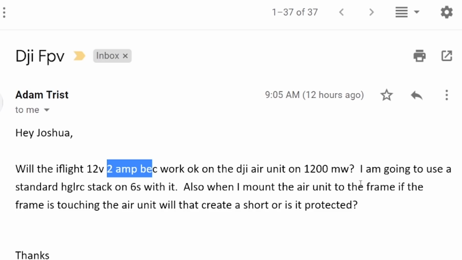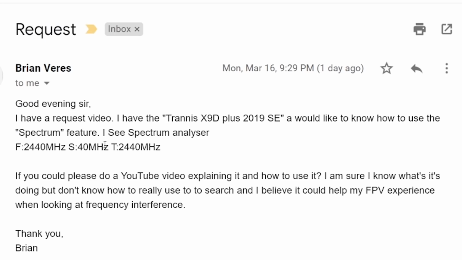Second question is, when I mount the Air unit to the frame, if the frame is touching the Air unit, will it create a short, or is it protected? No, that's fine. The Air unit can touch the frame. That's no big deal. Brian Varies wants to know about the Taranis X90 Plus 2019 Spectrum Analyzer feature.